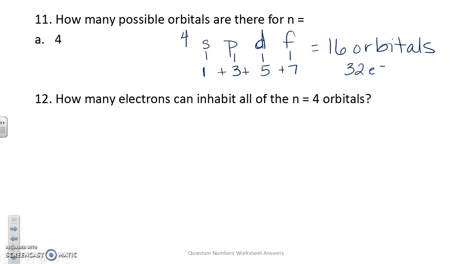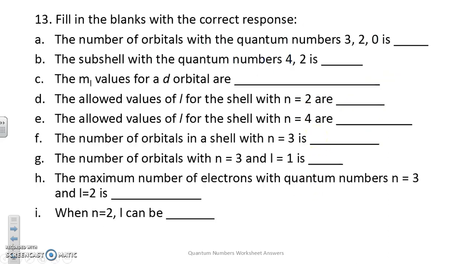Oh! Okay, number 12. How many electrons can inhabit all of the N equals 4 orbitals? Oh, look, we just answered that question. Yay! Okay, moving on. This is probably where your head started to spin. So number 13, fill in the blanks with the correct response.